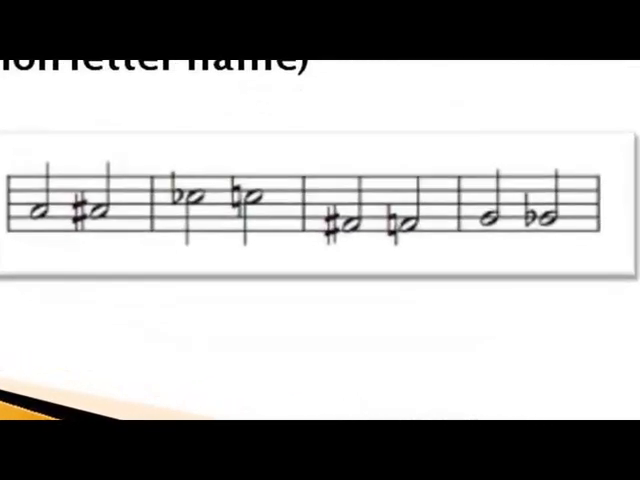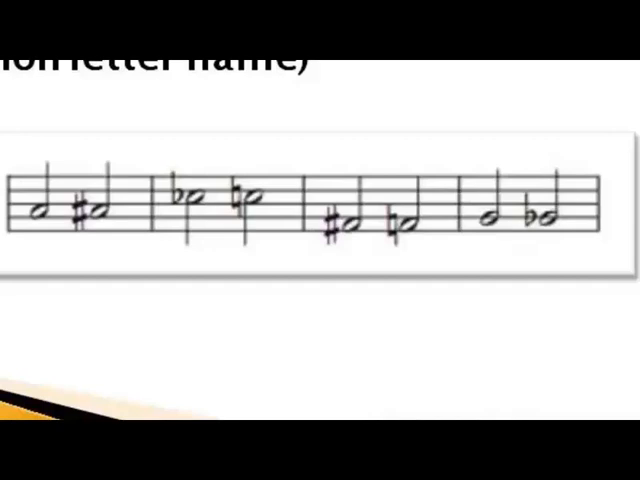On the slide that you're looking at, you see there's no clef, so we can't really say if it's in the treble clef or in the bass clef. What I want you to notice is that these are all chromatic semitones. They have a common letter name. They're on the same line or on the same space.